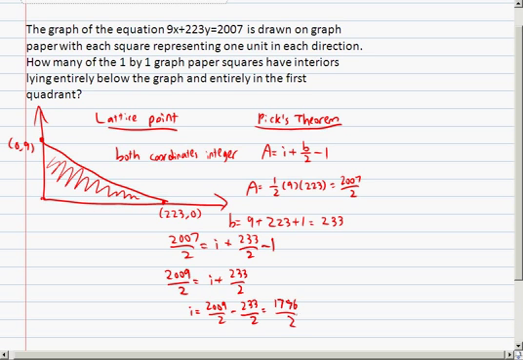and that simplifies to 1,776 over 2, and then doing the division, we get 888 as our final answer.